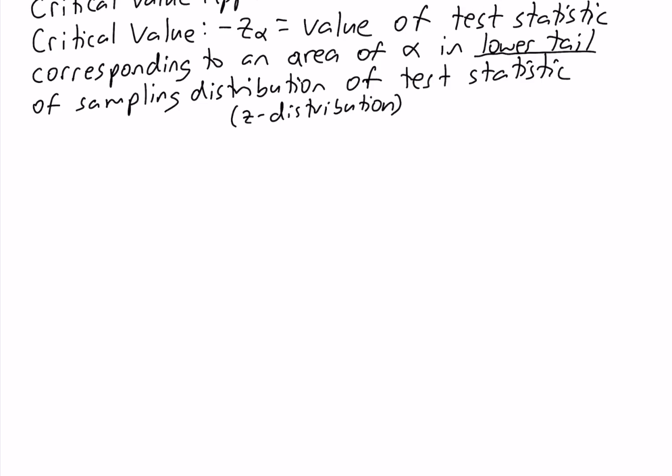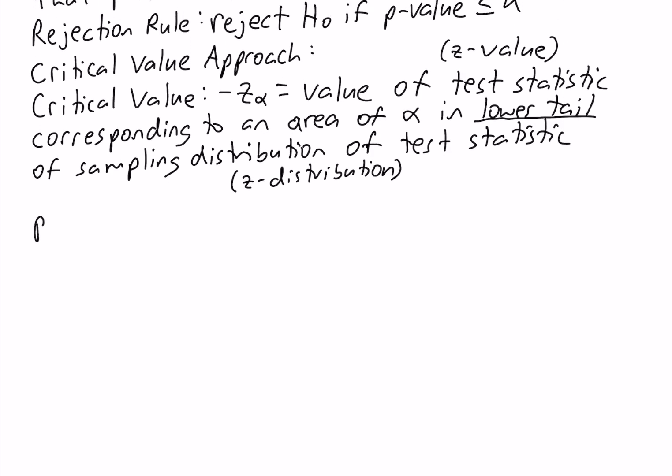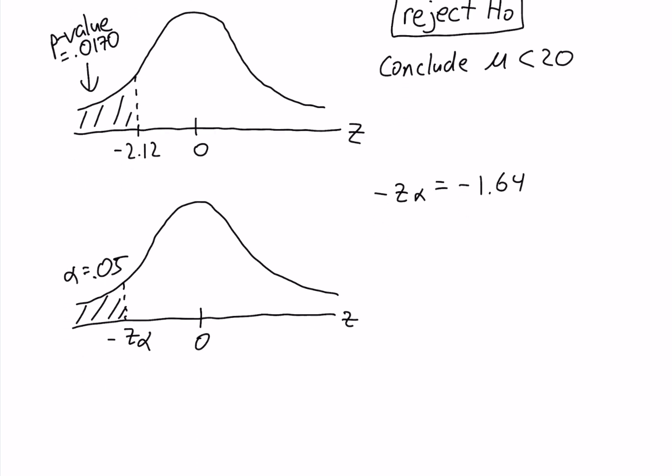Now the rejection rule for the critical value for a lower tail test says that we reject the null if our test statistic is less than or equal to our critical value. So in other words, if our test statistic is in this region here, in the shaded region, we reject the null. Now, if it's in this region here, the region that's not shaded, we do not reject the null.